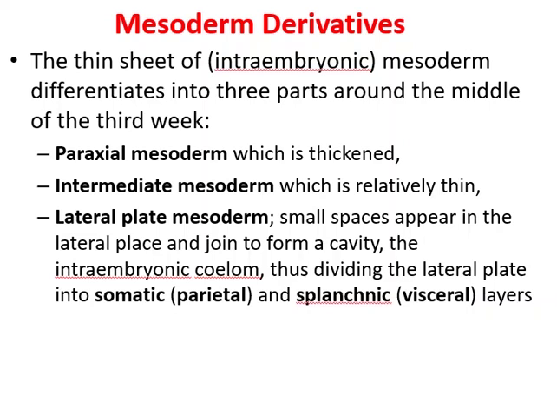Then the lateral plate mesoderm, and small spaces appear in the lateral plate and join to form a cavity, which is the intraembryonic coelom. This divides the lateral plate into parietal and visceral layers. Parietal is called somatic and visceral is called splanchnic. So we have two lateral plate types of mesoderm: somatic and splanchnic, parietal and visceral layers.